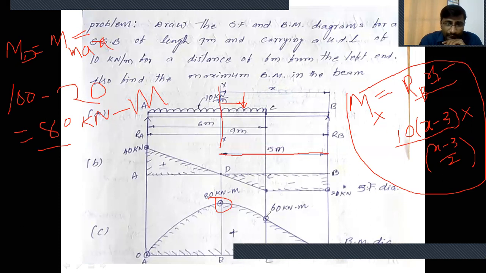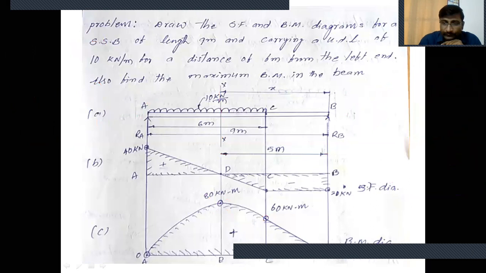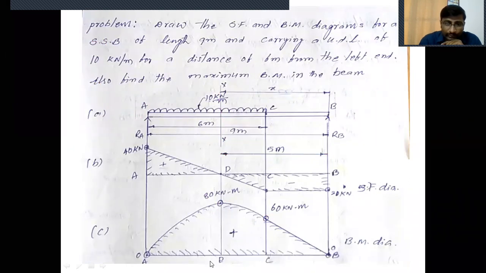So up on the positive side from the baseline, locate the 60 kilonewton meter at point C. More than that at point D, just above the 60 kilonewton meter, locate another point, that is 80 kilonewton meter. After locating these points, draw the baseline A, D, C, B, and locate the bending moment values.